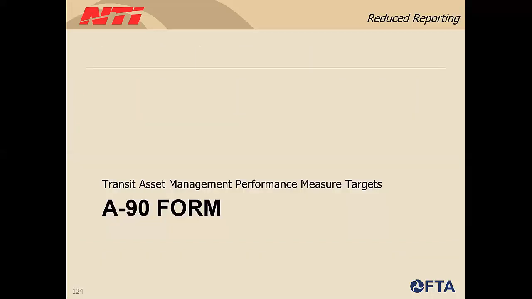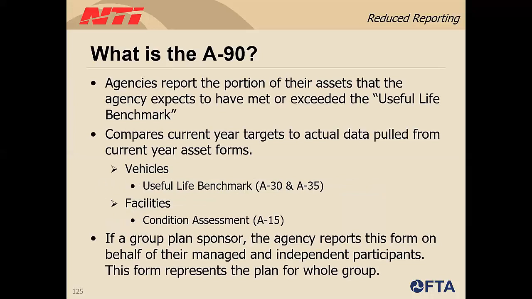Next is the A90 Performance Measure Targets form. On the A90 form, you will report targets for your asset performance in the upcoming fiscal year. This form compares data from the current report year asset forms to the targets entered in the prior report year. You are also required to submit a narrative report that outlines your agency's progress towards your performance target.